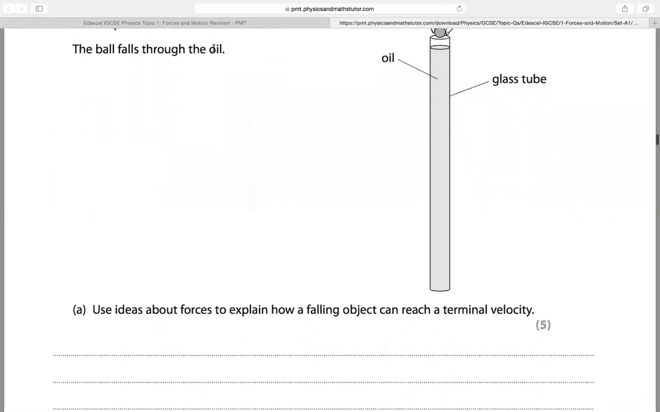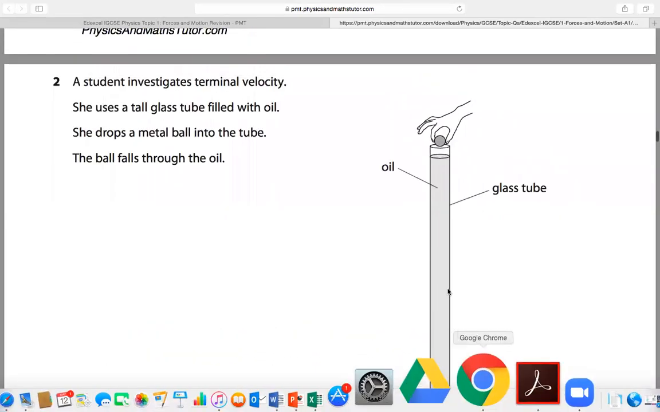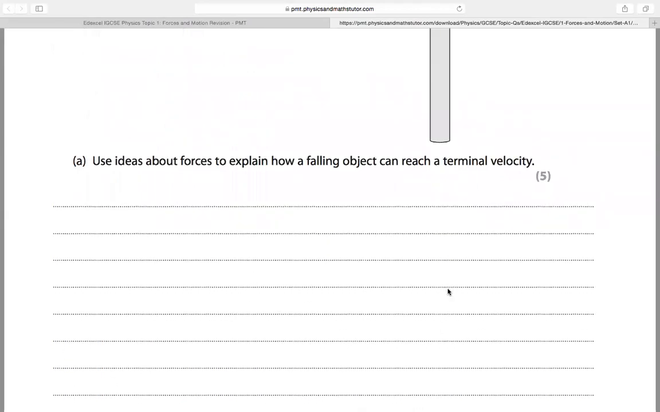Okay, so you have a metal ball falling through oil. Now, use ideas about forces. Okay, so it says there, use ideas about forces. So when you write your answer, you want to talk about forces to explain how a falling object can reach terminal velocity. So how a falling object, so these are keywords you want to take note of. You want to use forces to explain how a falling object can reach terminal velocity.